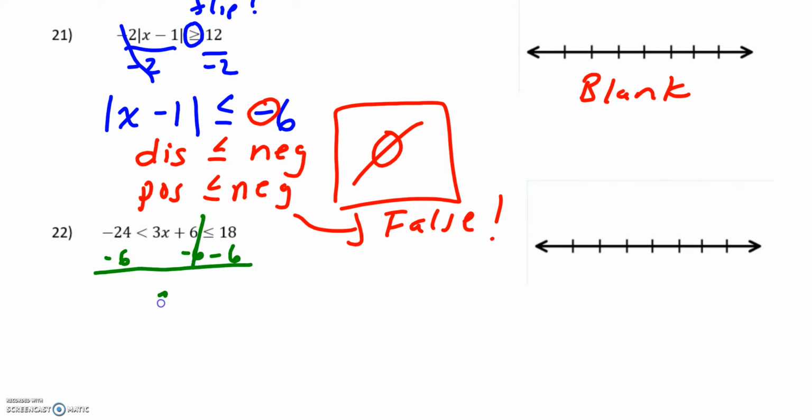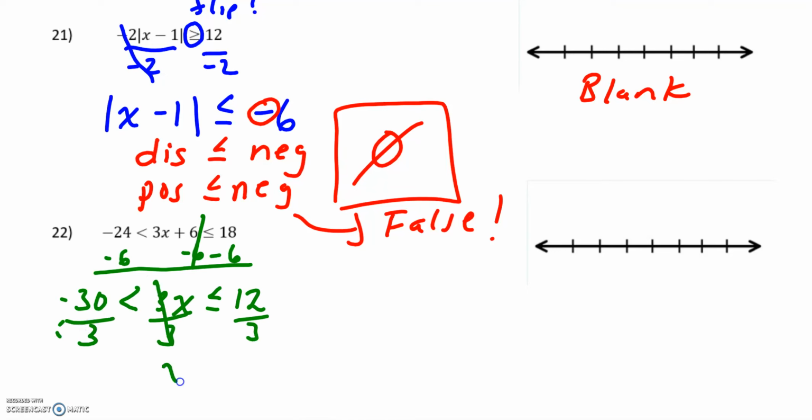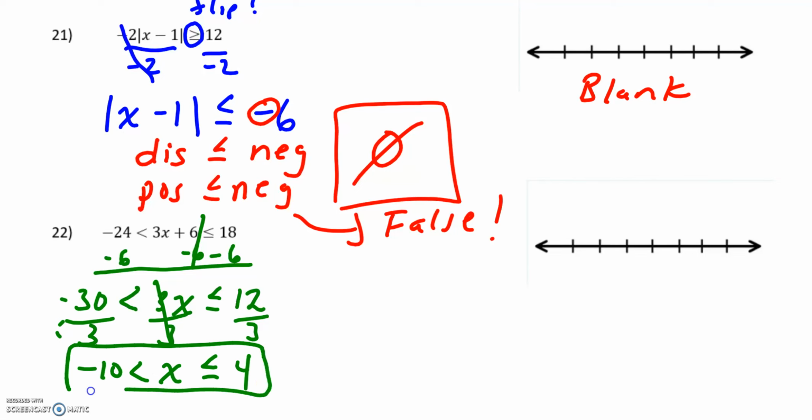And so if you do that, you'd have 3x in the middle is less than or equal to 12 over here, which is greater than negative 30. If my goal is still to get x alone, the only thing in the way is that multiplied 3. So I would divide every single number I see by 3. If I do that, I'd get x is less than or equal to 4, and at the same time greater than negative 10. So because this is an AND problem, I need to look for overlap.